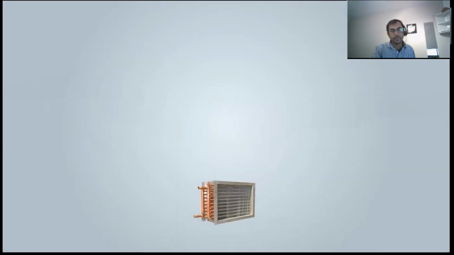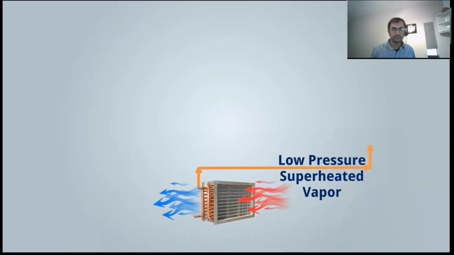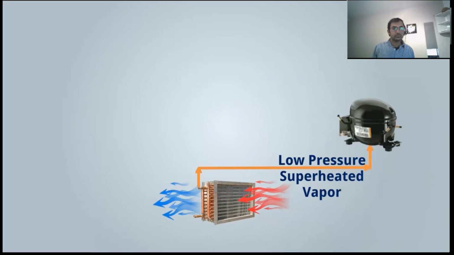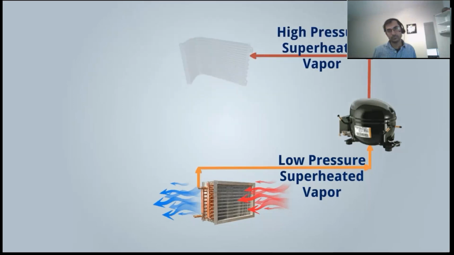Let us try to understand the refrigeration cycle and its working process. In the evaporator, air is passed through the evaporator and hot air changed into cold air. And refrigerant takes the latent heat of vaporization and becomes low pressure superheated vapor, and it enters into the compressor, and here compression happens and we get high pressure and high temperature superheated vapor, and after the compressor high pressure superheated vapor enters into the condenser.